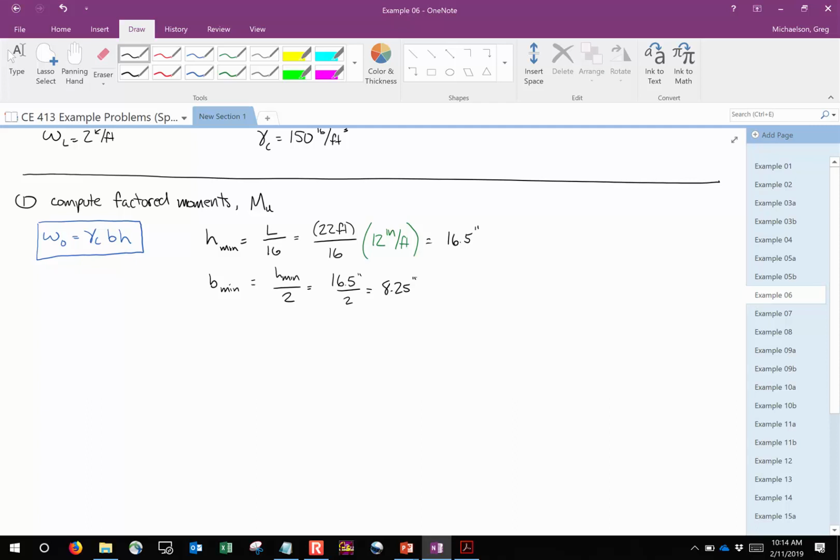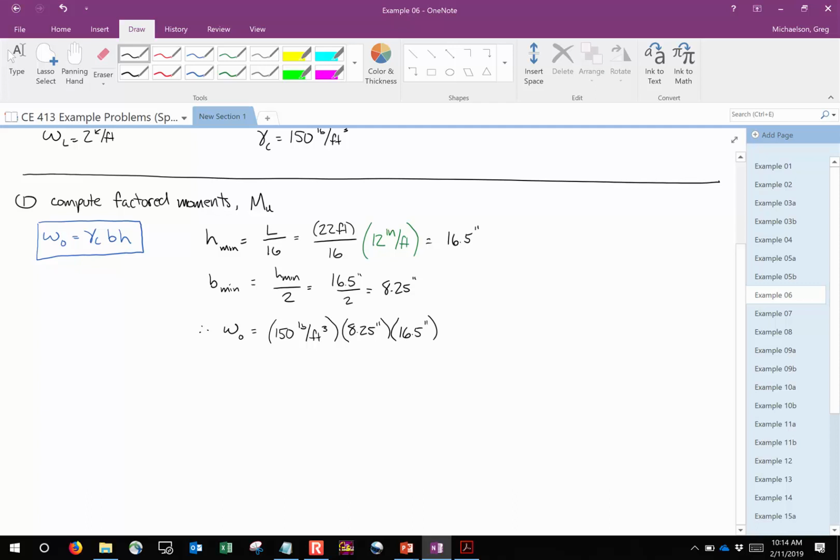So far, so good? Okay, so therefore, what we can do is get a self-weight. So I'll say W sub naught. What are we going to do? We're going to take 150 pounds per cubic foot. We're going to take 8.25 inches. We're going to take 16.5 inches. Anybody got a problem with that?